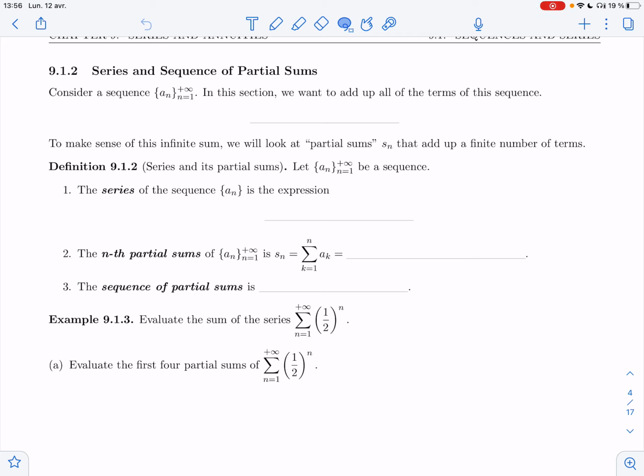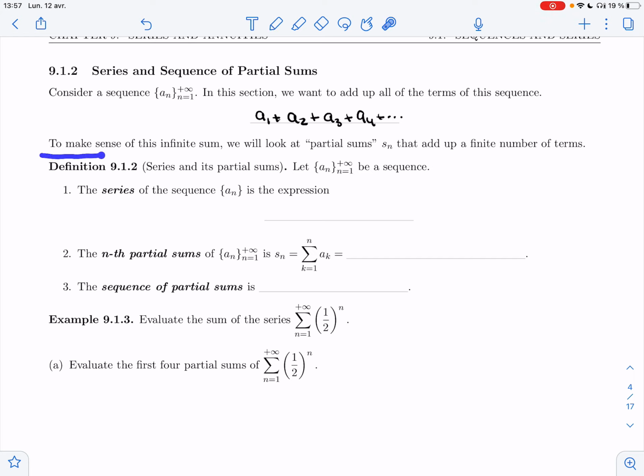Welcome to section 9.1.2, where we'll be talking about series and sequence of partial sums. So we're going to consider a sequence just like in the last video. That's just a list of numbers. In this section, we want to add up all of the terms of this sequence. So that means we want to add up a1 plus a2 plus a3 plus a4, and it never ends. It's an infinite list, and so you keep going.